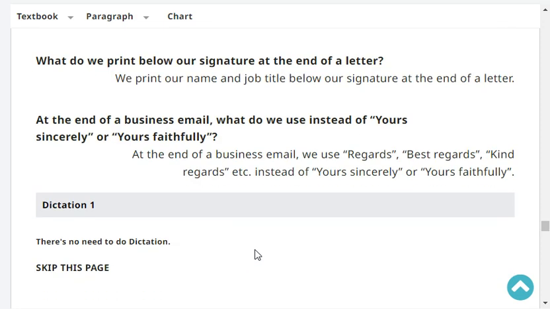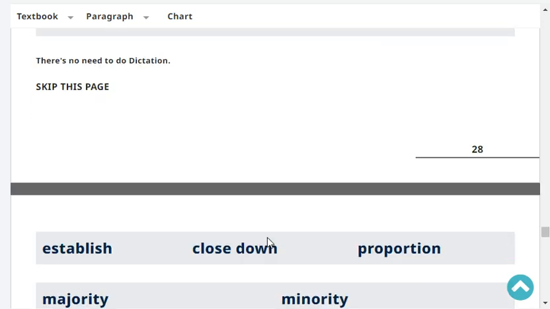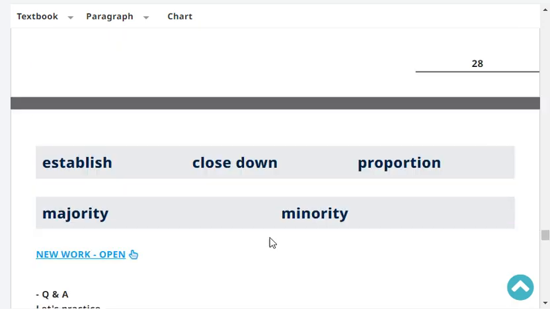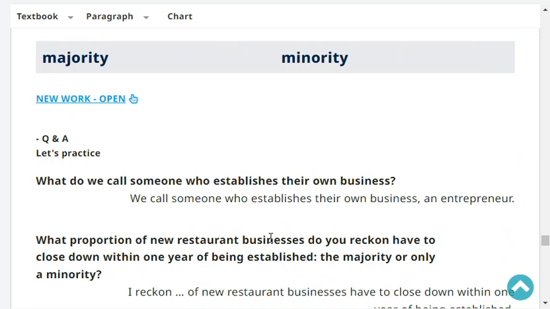At the end of a business email, what do we use instead of yours sincerely or yours faithfully? At the end of a business email, we use regards, best regards, kind regards, etc. instead of yours sincerely or yours faithfully. Very good.